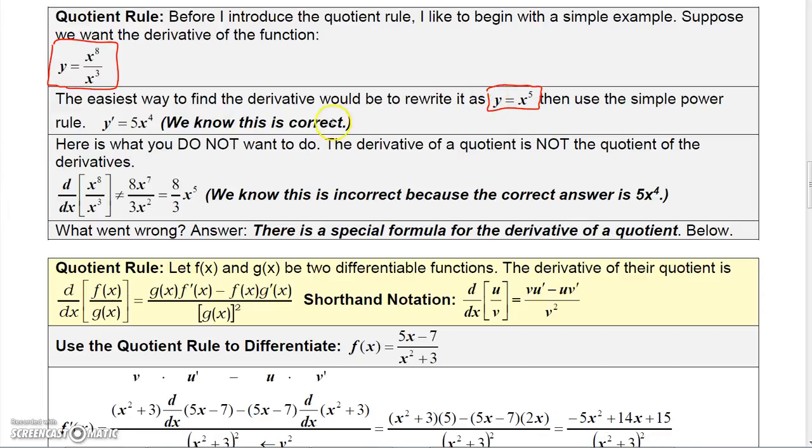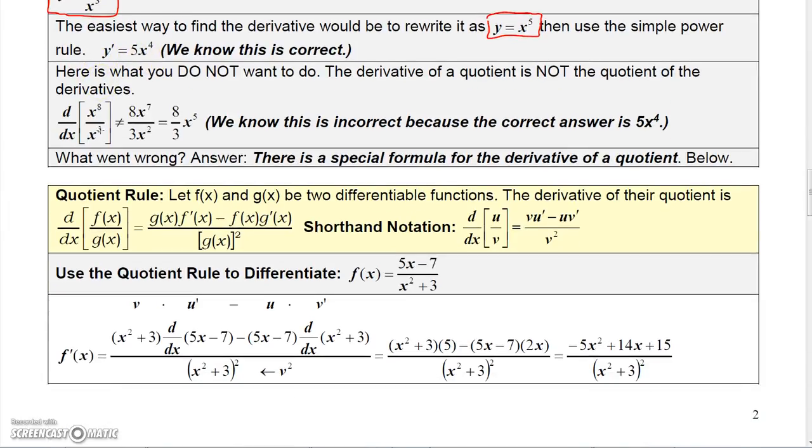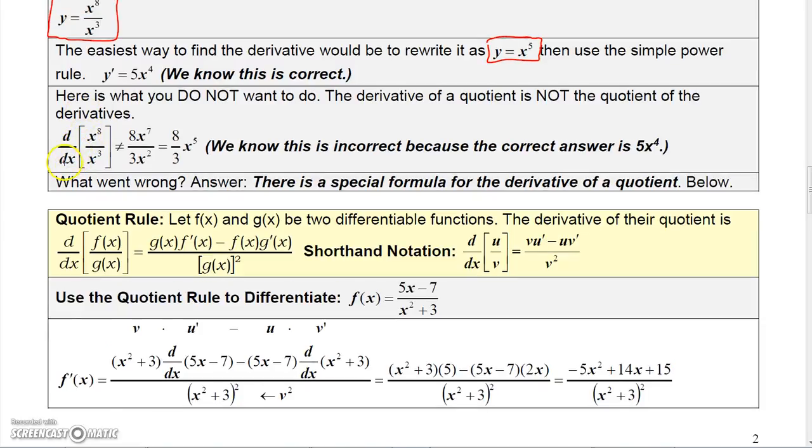Now again, we know if we simplified that, we would get x to the 5th. And then of course you could use the simple power rule and get y prime is 5x to the 4th. But if you did what I mentioned earlier and incorrectly applied a rule to this, let's say you incorrectly, and notice the word incorrect, thought that this was the derivative of the top divided by the derivative of the bottom. Well, the derivative of the top is 8x to the 7th. The derivative of the bottom is 3x squared. Well, you would get 8/3 over x to the 5th for the derivative. And of course, that is incorrect, right? So that is the incorrect way to do that.